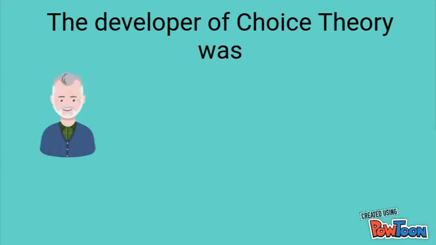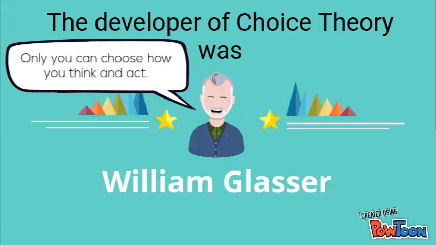Choice theory was developed by William Glasser. He first called his theory control theory, but decided in 1996 that choice theory was a more accurate depiction of his theory. This was because many people mistakenly thought that control theory was a way to control others, when in fact it was the opposite. Control theory is about taking responsibility for your own actions and choosing how you will think and act.